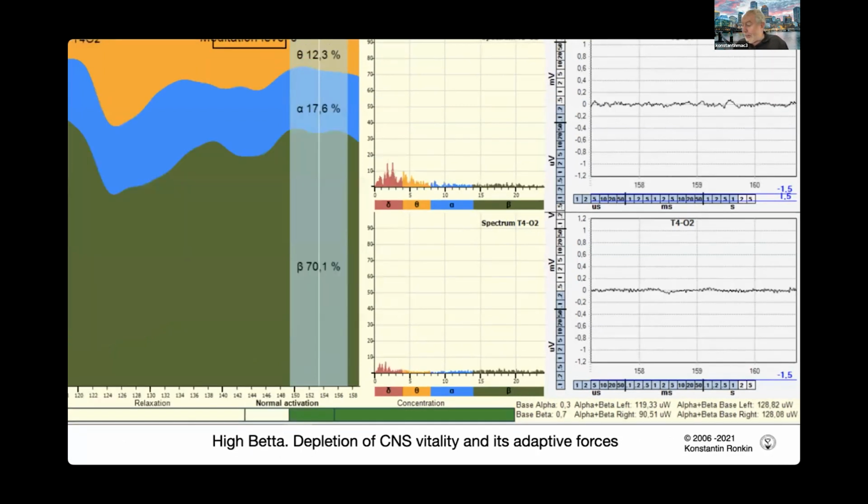But on the opposite side, if the beta frequency predominates, then this indicates depletion of CNS vitality and its adaptive forces. It is unlikely that in such a state of the central nervous system, we will be able to relax muscles. You see, alpha is only like 17.6%, and beta is 70.